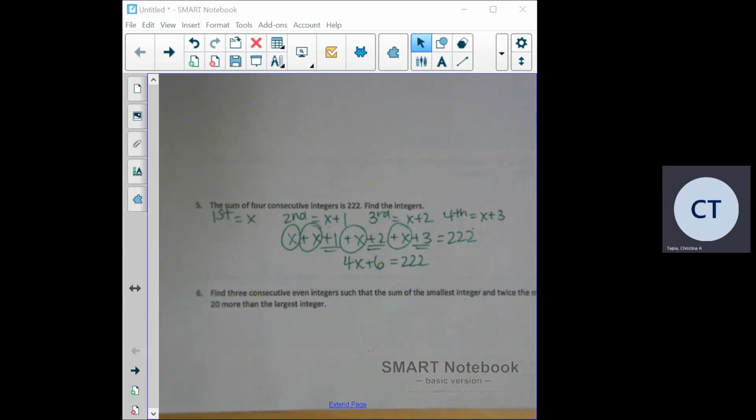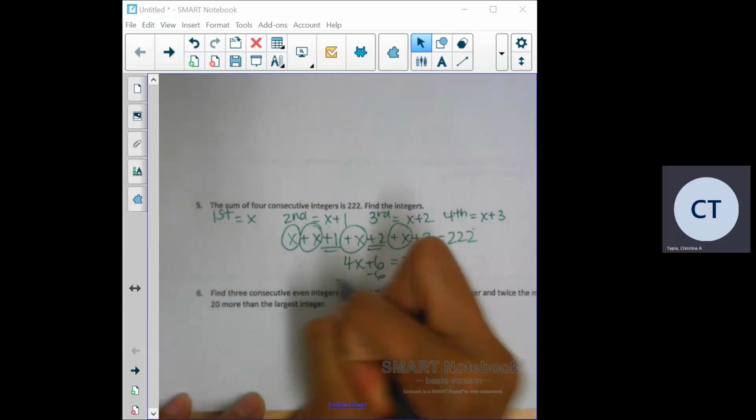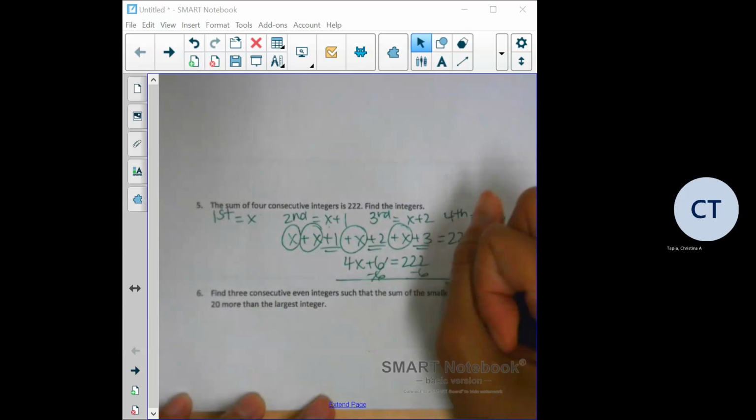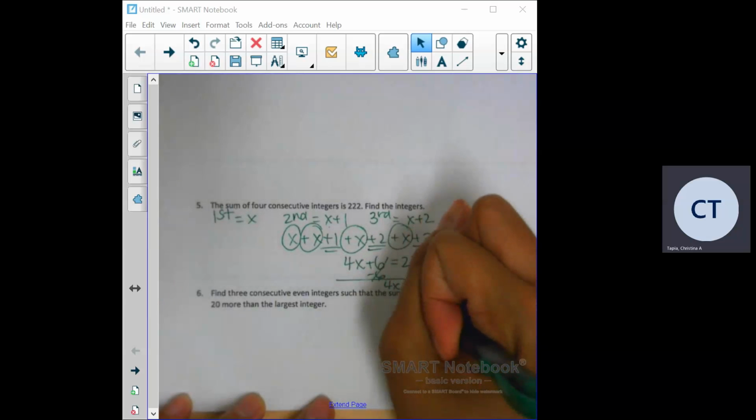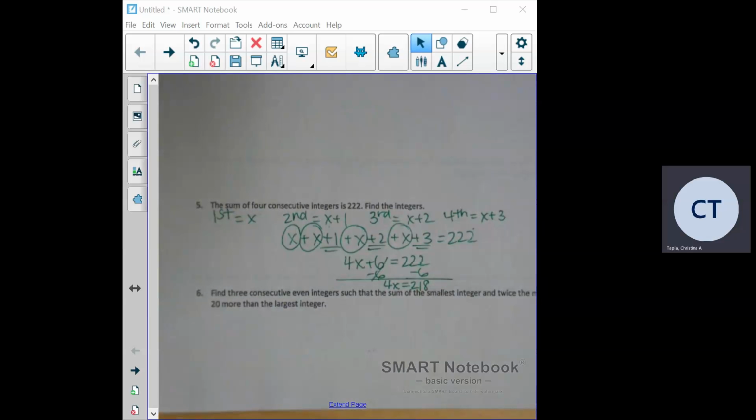After this, it's just a 2-step equation. I'm going to need to subtract the 6 on each side because it's being added right now. So I'm going to subtract 6 on each side. So we're going to have 4x equals 216, if I'm not mistaken. Correct me if I'm wrong. Is that 216? Okay, good.